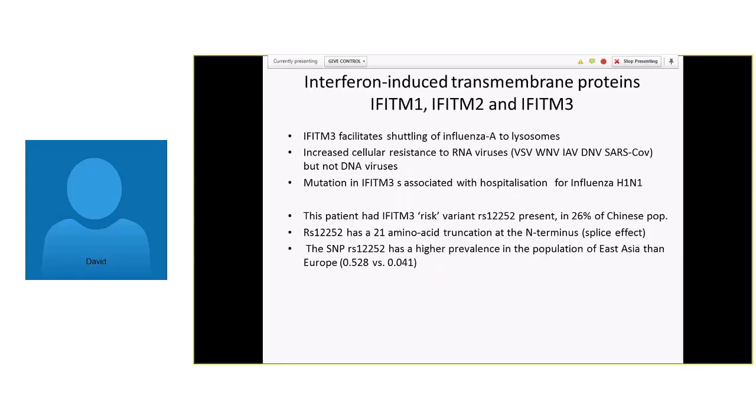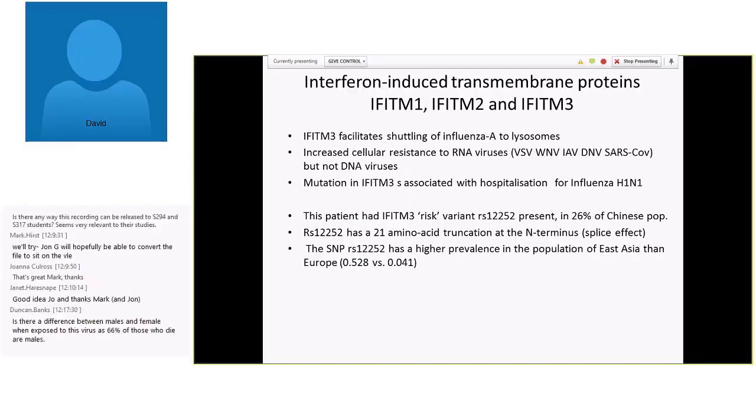The final bit of this paper was concerned with something called interferon-inducible transmembrane proteins. There is a gene locus in humans on chromosome 11 which contains 5 loci of these proteins, of which these 3, 1, 2 and 3, are involved in immune defense against virus. There's another couple as well.